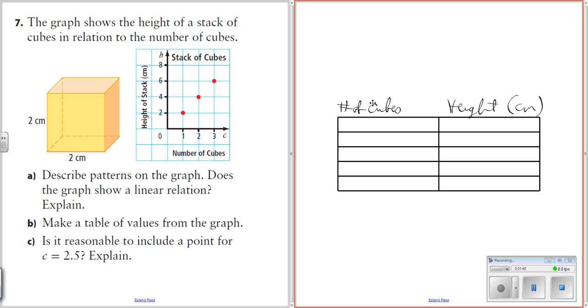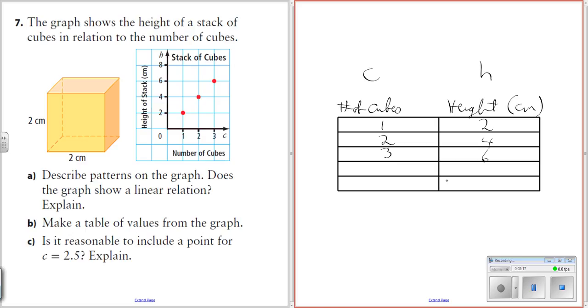Now what variables do we use for number of cubes? Well, right over here, it's the variable c. This is going to be my label c, and the variable we use for the height is h. So this is my c column and my h column. The first thing given is 1 cube, so I put my 1 in here. And how high is it? Well, I follow it up here, and I see it's 2 centimeters tall. For 2, I have 4 centimeters, and for 3, I have 6 centimeters tall.